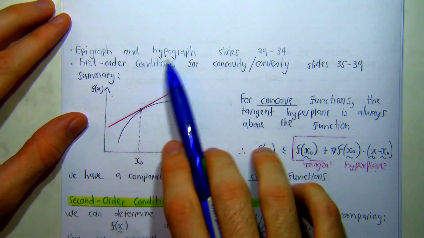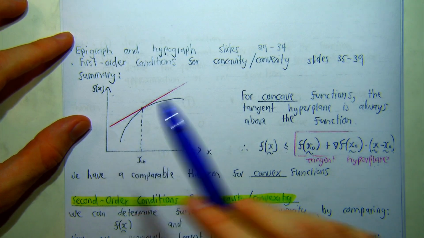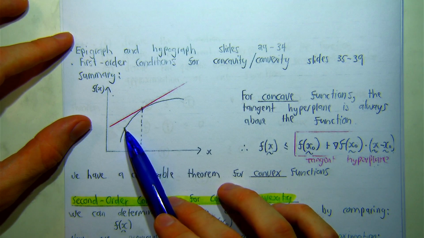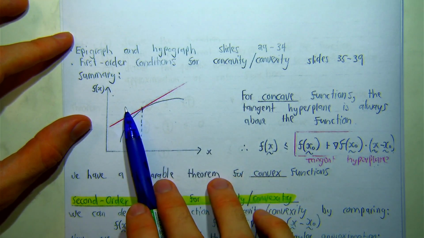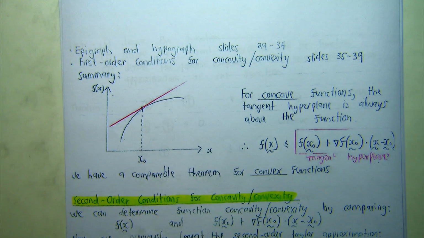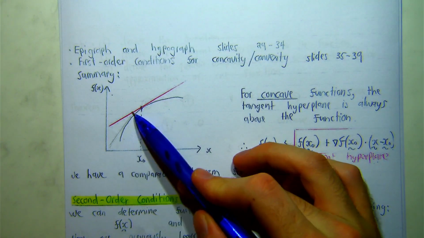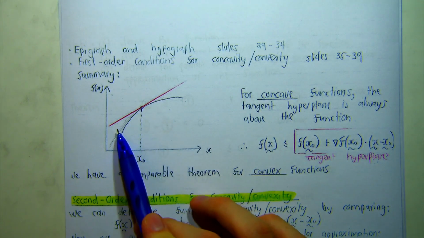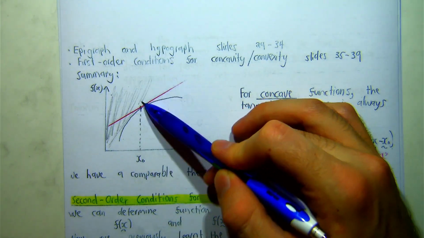We've got epigraph and hypograph. They are sets that lie above or below a function. And if your function is concave like this, then the epigraph is above this function here. And the idea is that our hyperplane, our tangent to this function, will always be contained within that epigraph. So every time you draw a tangent to this concave function, you'll always find that those points will lie in between the whole set that is above the function here.